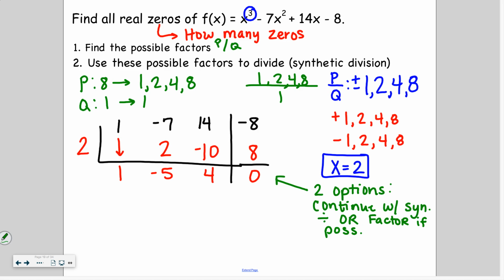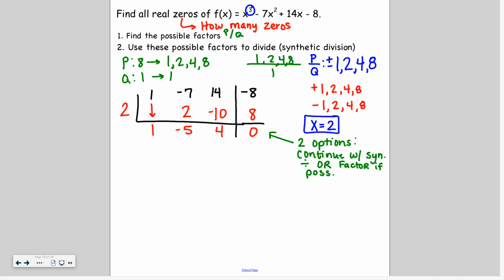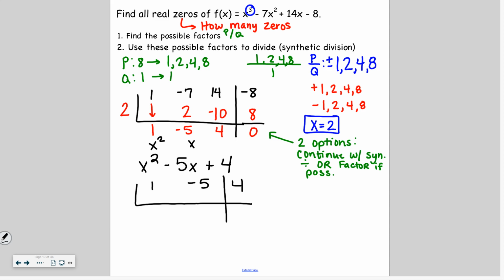So if you need to rewrite these, you can. So this would be, remember we go down a degree, so this would be x squared, this would be x. So we have x squared minus 5x plus 4. Now you can do synthetic division again. So 1, negative 5, and 4. And I will show you the way that I will be writing this. I don't always rewrite because it's just easier to continue the synthetic division as you're going. But right now, I'm just breaking it down to remind you of certain things.